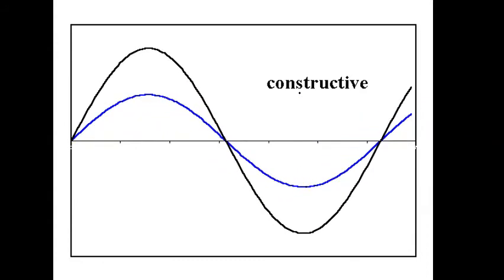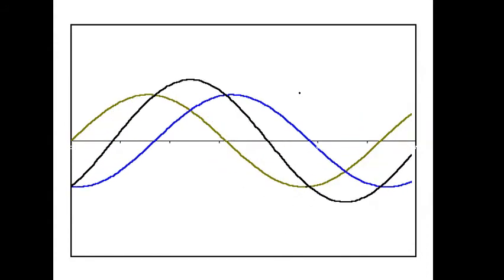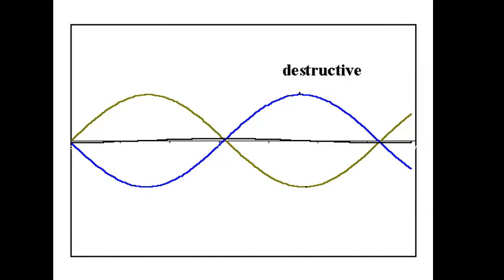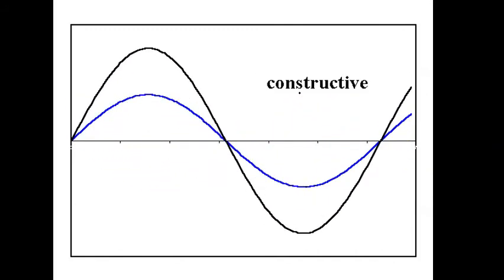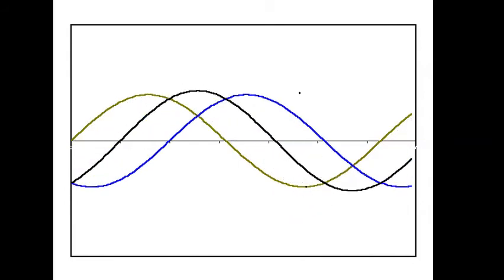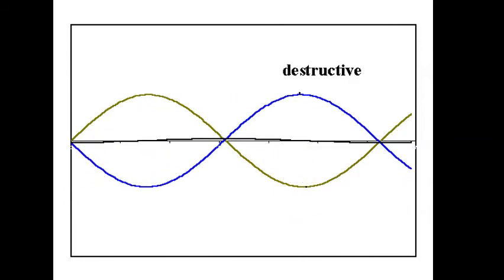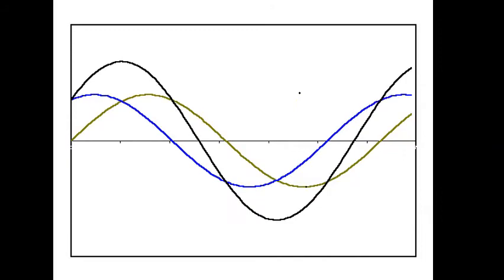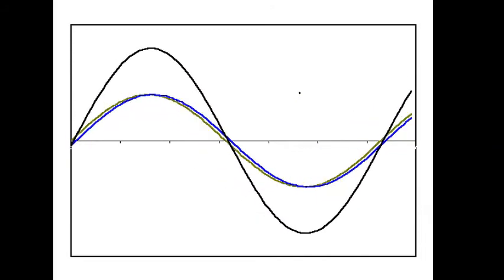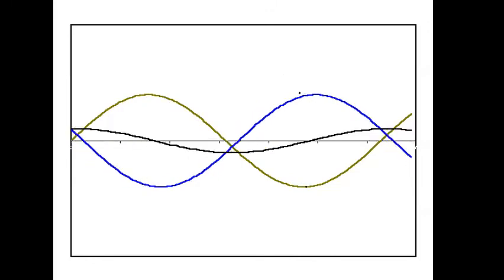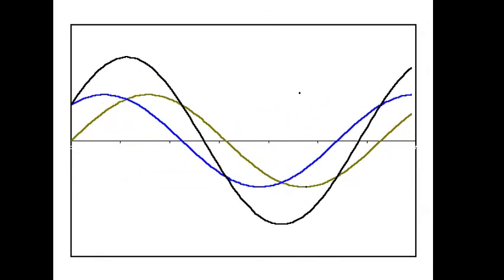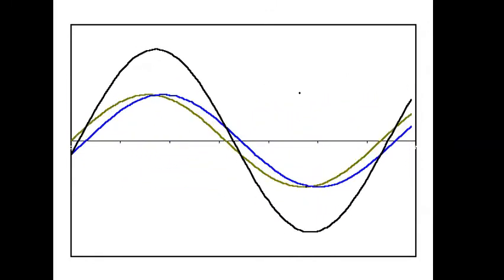Okay, now you know what it means to construct something, like constructing a building. You make it bigger, right? You build it up. And you know what destruction is. When you destroy something, you tear it down, you make it smaller. Okay, so same idea here. Constructive interference is when the waves add together, when they're both going the same way. Destructive interference is when they destroy each other, when they cancel each other out.